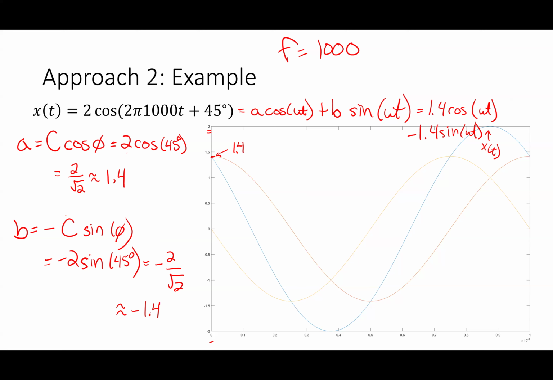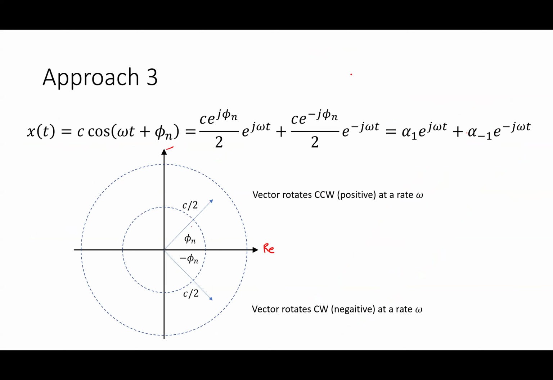Okay. Now the third way to think about it, which we're going to pick up more probably on Thursday, at least want to start it here, is to say that I can think of using Euler's identity. I can think of c cosine omega t plus phi n as 2 rotating vectors. These two vectors, we talked about this before, rotate at a particular rate.